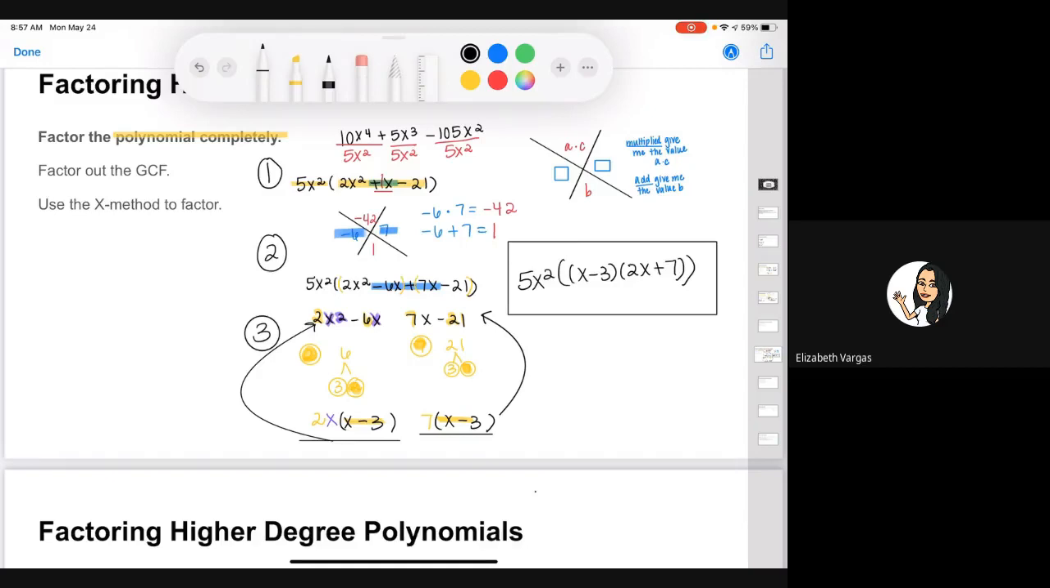Okay, so that's basically what you're doing. If it tells you to factor the polynomial completely, in these types of questions, you're looking for the key term completely. Then you want to factor it to where you can no longer factor anything out. Okay, questions?